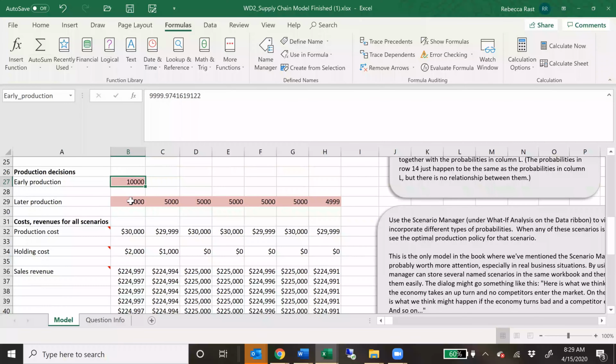We do not enter any formulas in here. As you can see, these are numbers that are populating. These are values that will populate when Solver runs. So you leave that part alone.